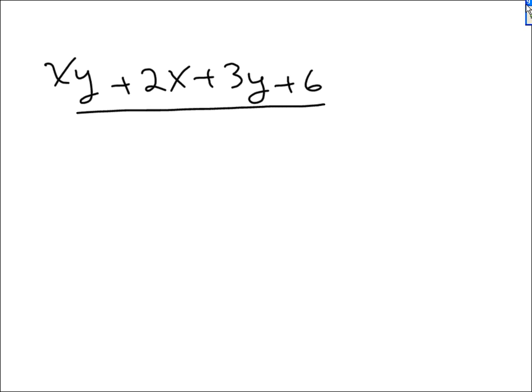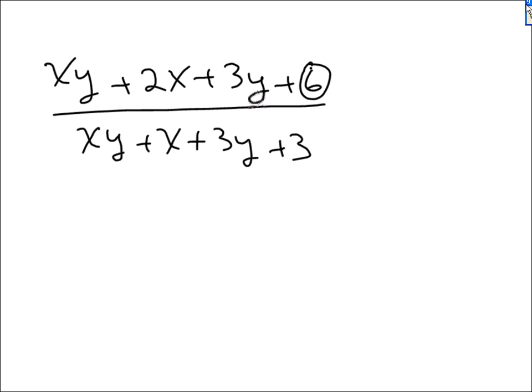Okay, a couple more problems. Suppose you have xy plus 2x plus 3y plus 6. You want to divide this by xy plus x plus 3y plus 3. So you look at the top, there's absolutely nothing you can factor out. For example, this just has a number, this doesn't have any numbers, so you can't factor out anything from all 4 of them.